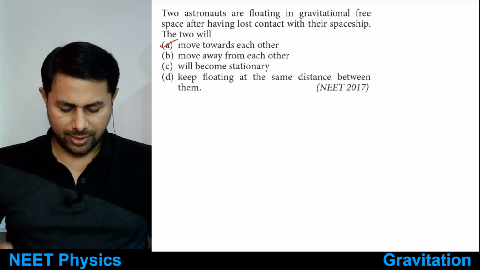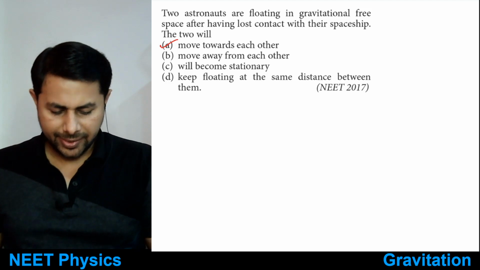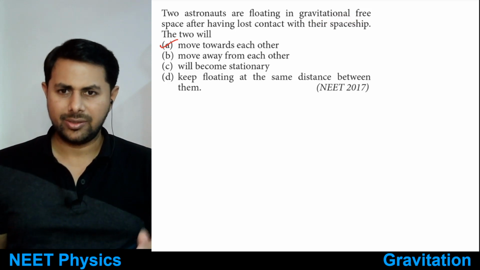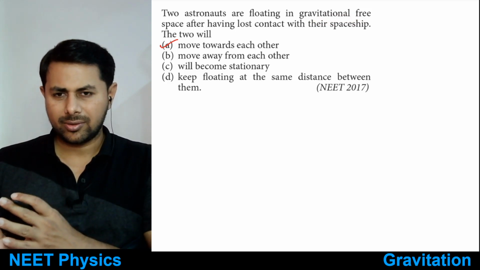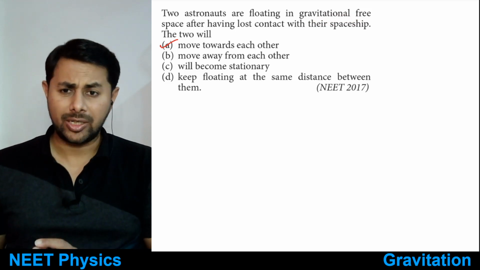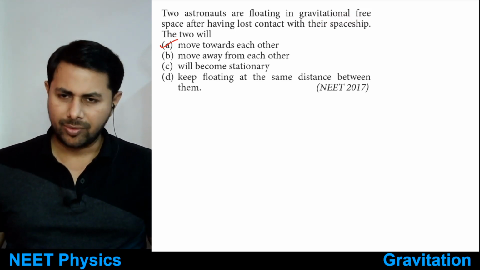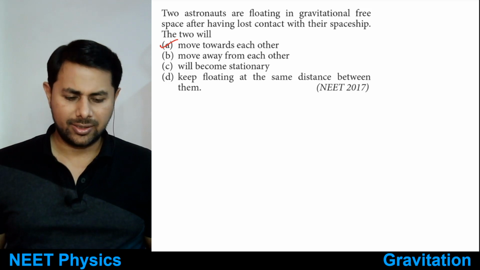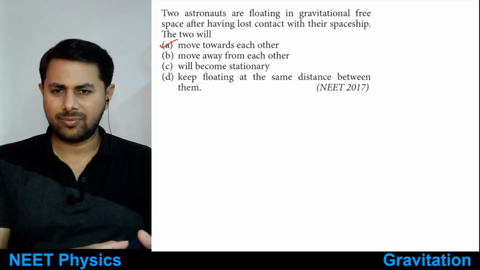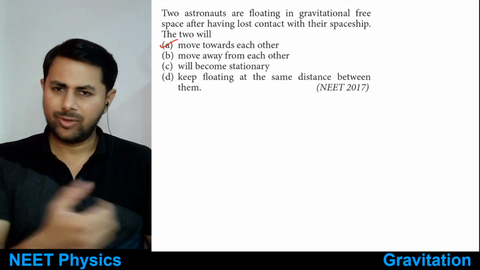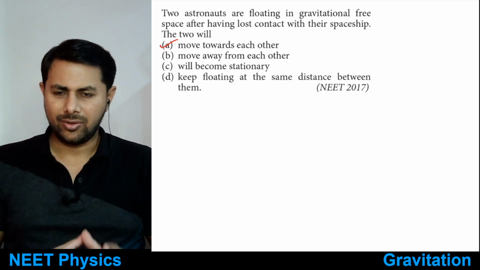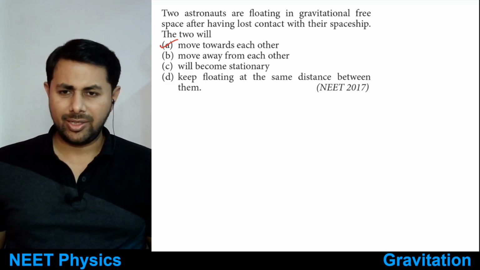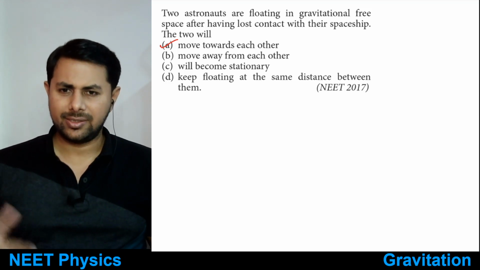Now I guess you might have got confused that it is gravitational free space. So what does gravitation free space mean? It means that they are far away from any other astronomical body, away from stars, other stars, planets, etc. And there is nothing. Suppose we are at some distance away from the sun. The sun is pulling us, meaning the sun is pulling the earth. If that distance is increased, what will happen? The gravitational pull will decrease, right?